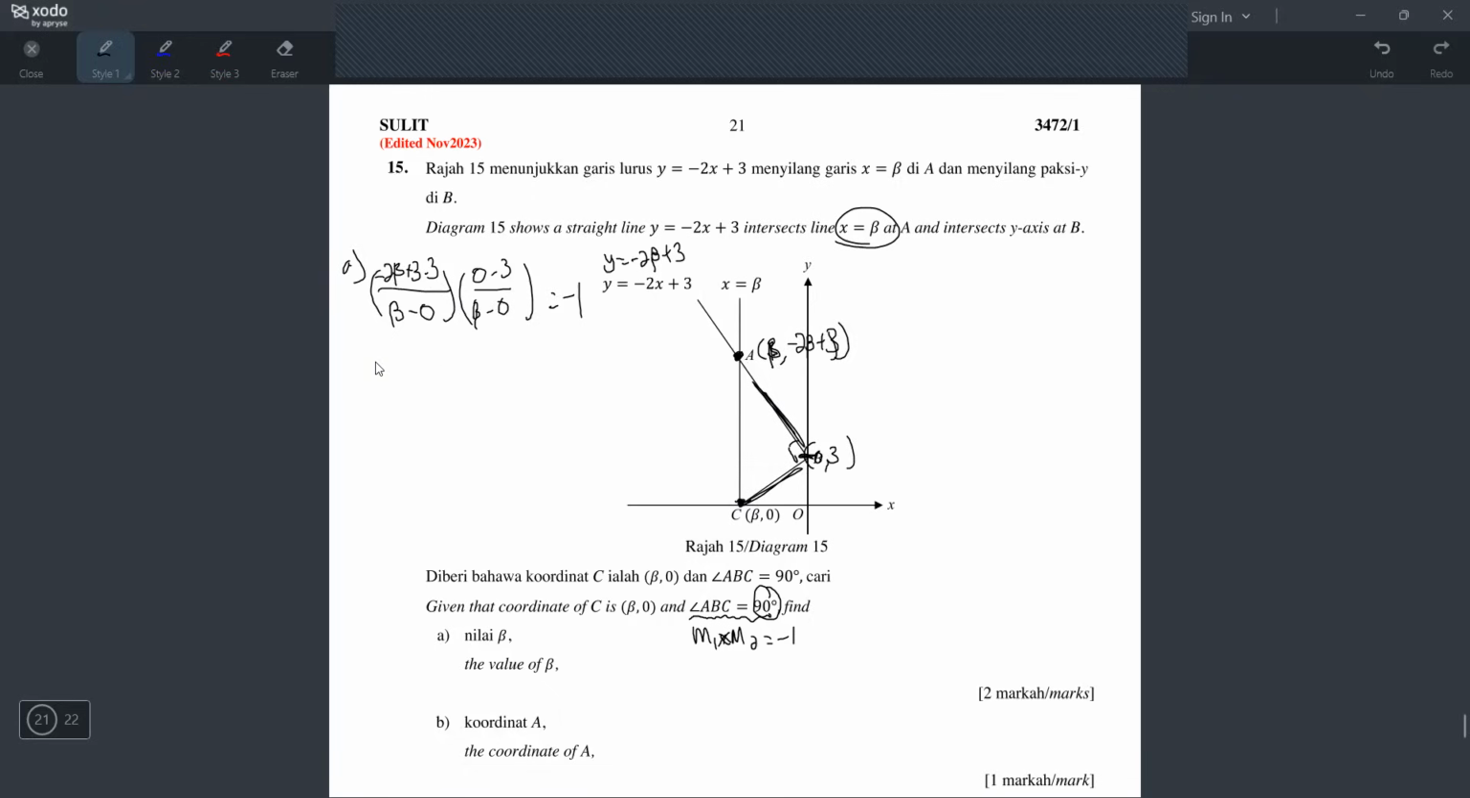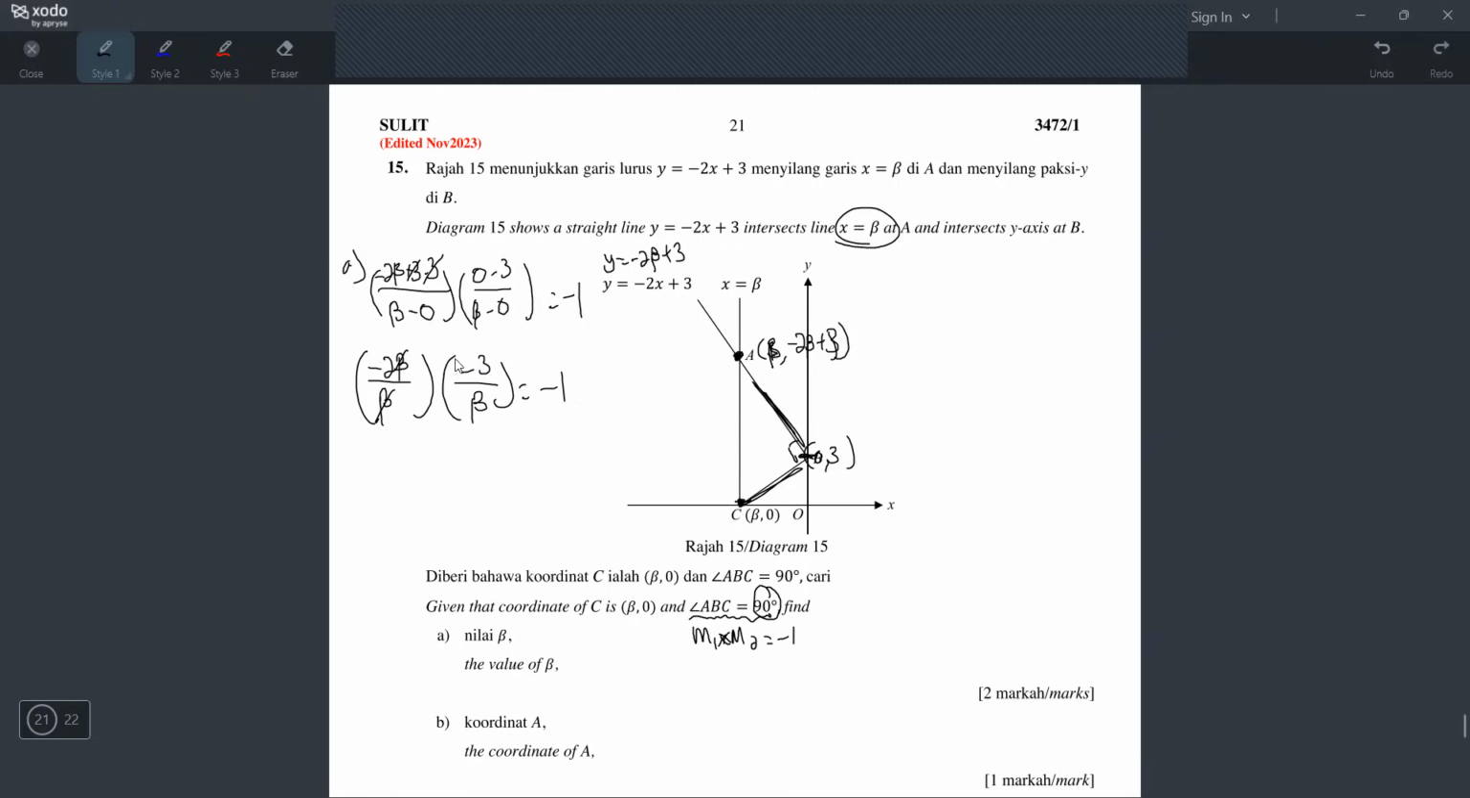And then you will get -2 beta over beta, because 3 minus 3 is 0, and beta minus 0 is beta. And then 0 minus 3 is -3, beta minus 0 is beta, equals to -1. Beta and beta can cut, so you are left with -2 times -3 over beta.